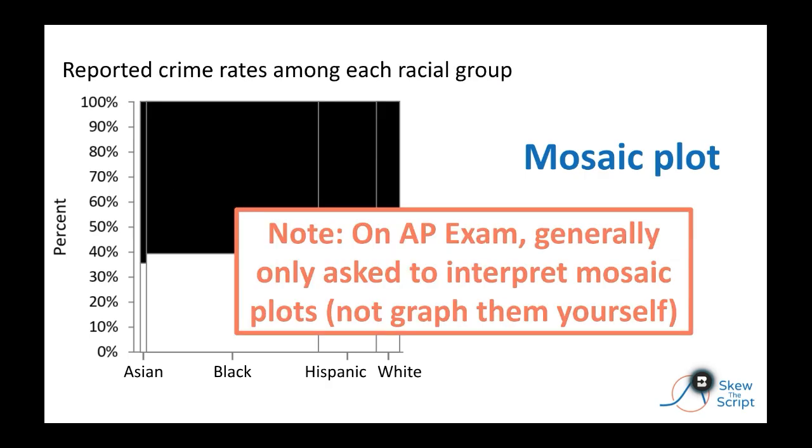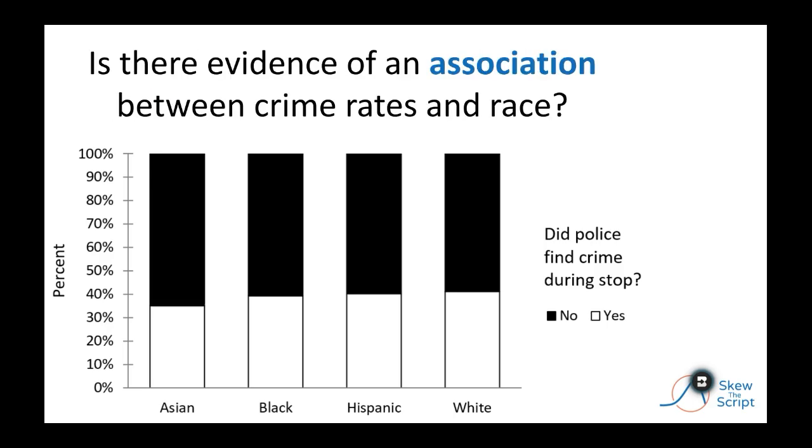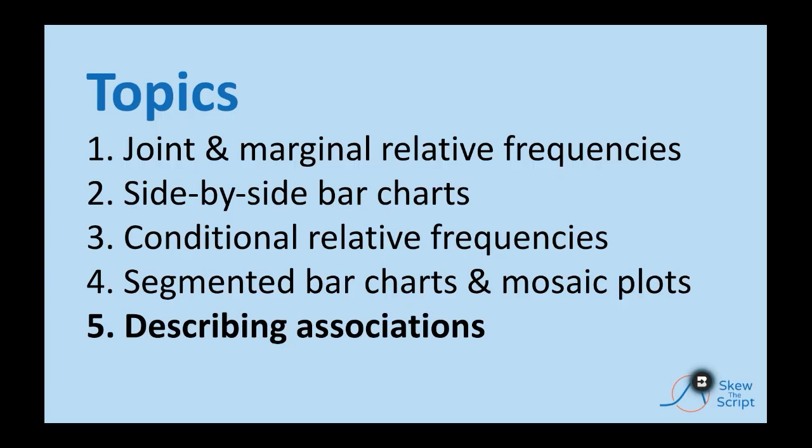Note on the AP exam, you generally won't be asked to draw a mosaic plot yourself, only to interpret them like we're doing here. So going back to our segmented bar chart, we see that crime rates were fairly similar among each racial group. The bar heights for both categories look pretty similar across each race. That said, we can still ask, is there any evidence of an association between crime rates and race? So let's talk about how to describe associations.